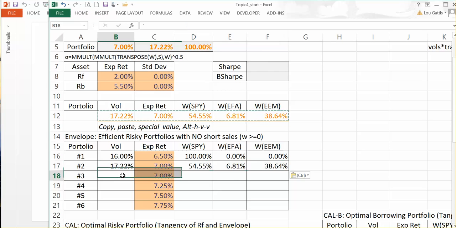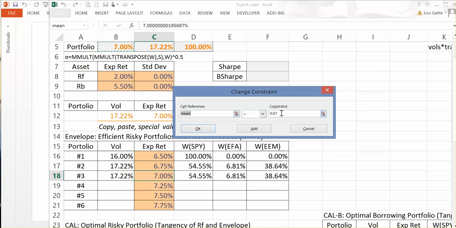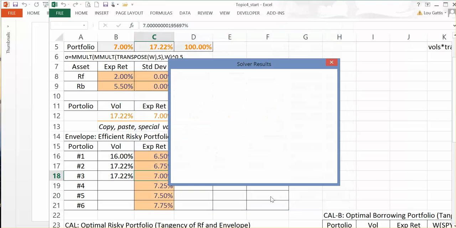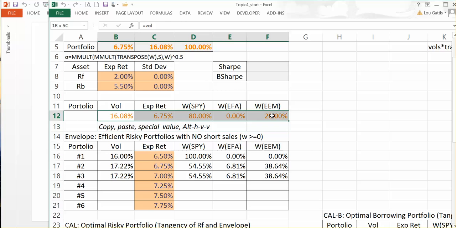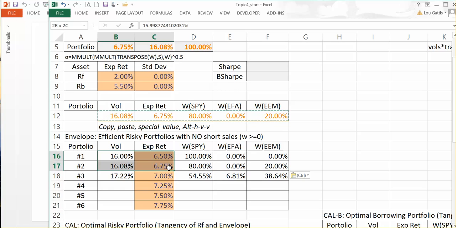Whoops, I was supposed to do that differently. That one is 7, so let me copy that one here. Copy, Alt HVV. I meant to do 6.75 here, so let me just do that one. Data, Solver. Let me change this value to 6.75. Solve. Okay. And let me just take those values and put them here. Alt HVV. So here's the best 6.5, 6.75, and 7% mean portfolios. Best meaning it's efficient, minimizes volatility. So let me run 7.25.